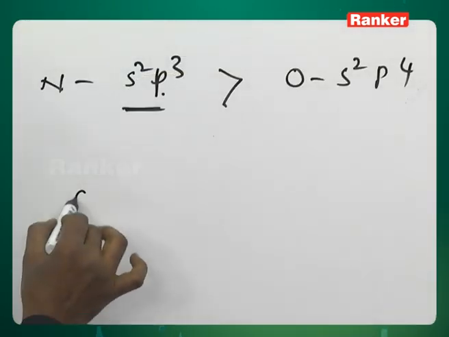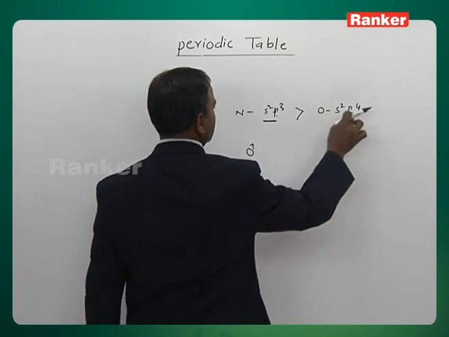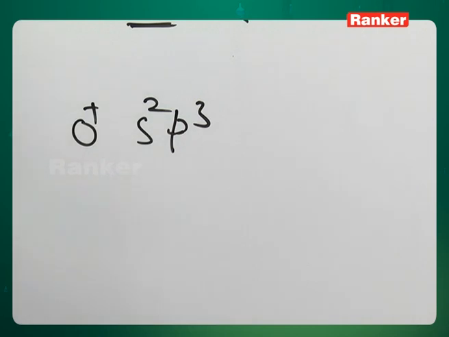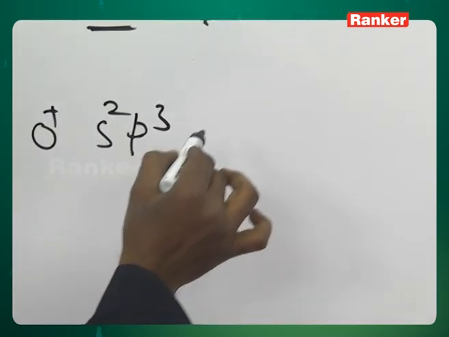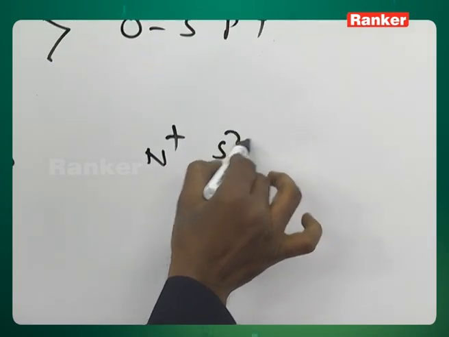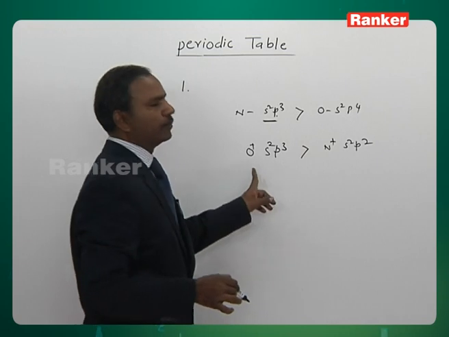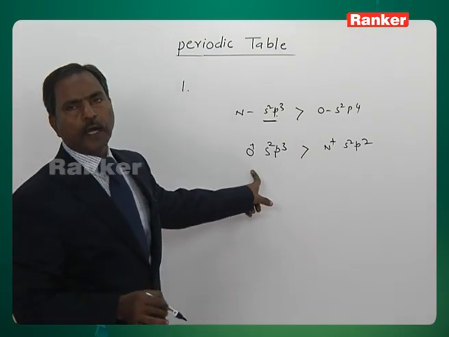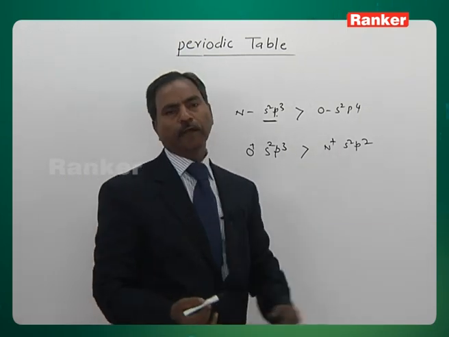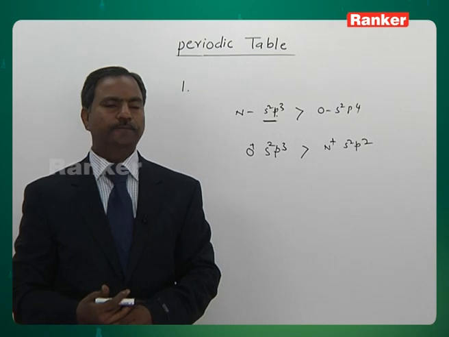Coming to second, IP2 of oxygen is more than IP2 of nitrogen. For IP2 of oxygen, consider O plus. One electron is lost, so it will be s2p3. Then consider nitrogen N plus, it will be s2p2. So IP2 of oxygen is greater than IP2 of nitrogen. That is also correct.